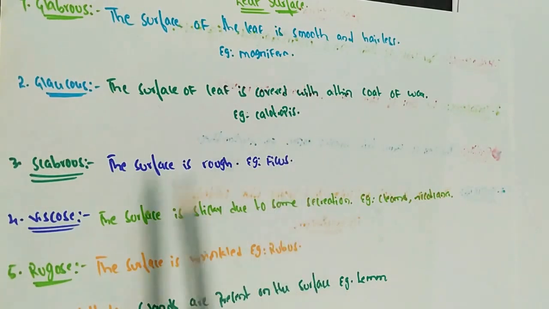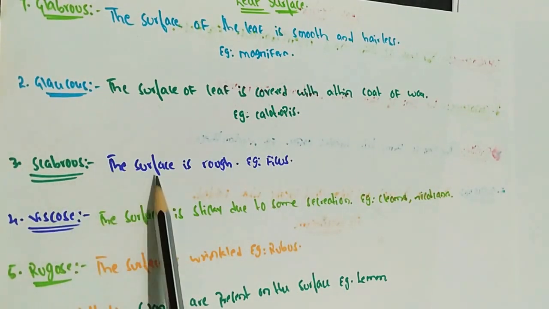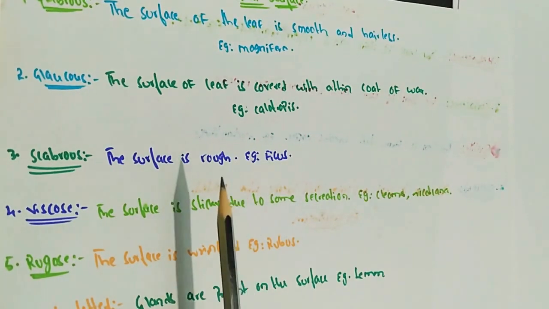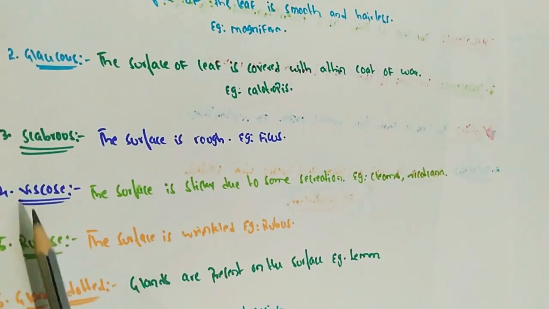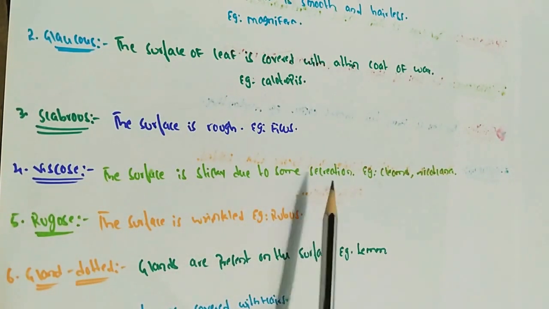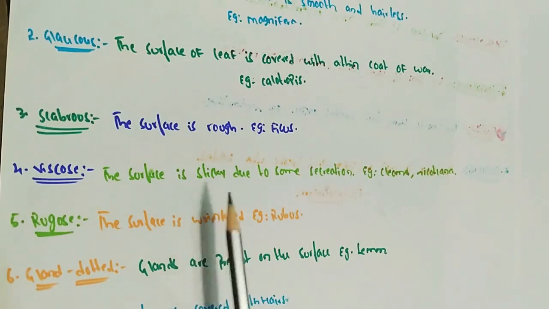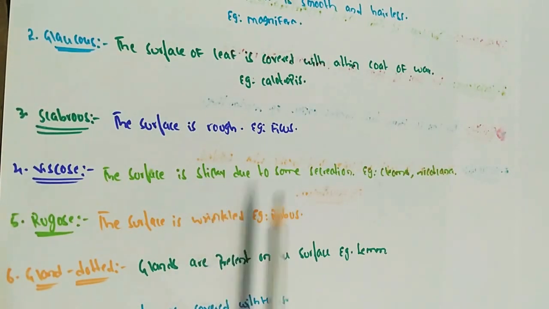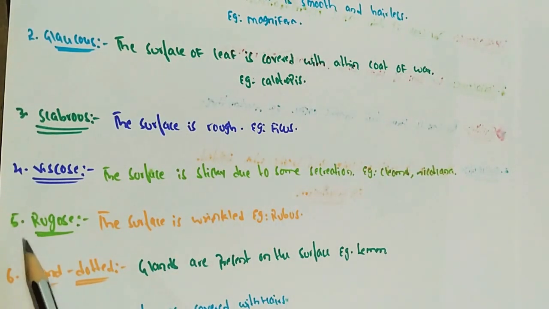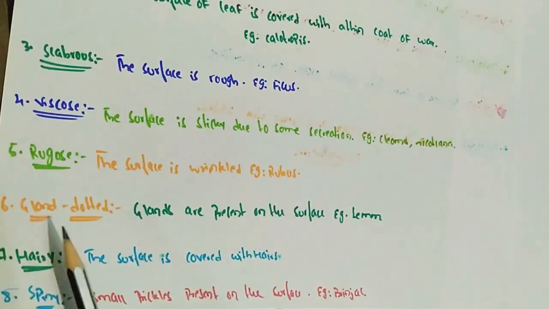Third type, scabrous. The surface is rough. Example, ficus. Here the surface of a leaf is somewhat hard. Fourth type, viscid. The surface is sticky due to some secretion. Sticky means like a gum. Example, clematis and nicotiana. Fifth type, rugose. The surface is wrinkled. Example, rubus.